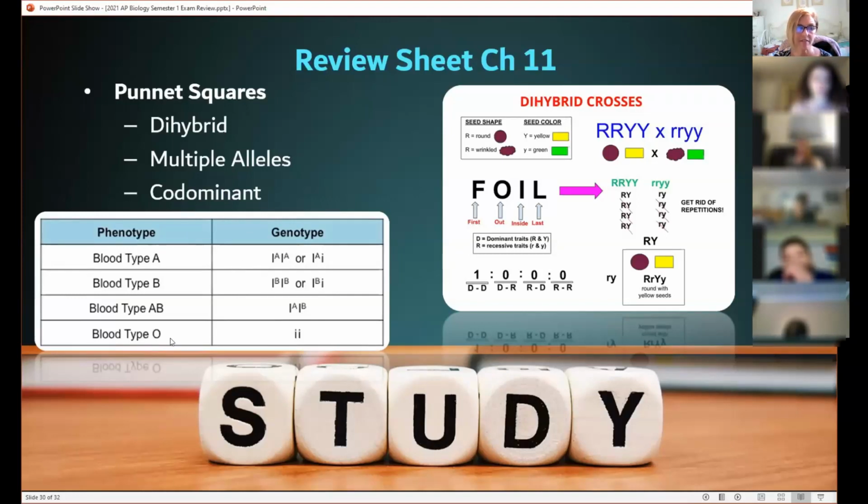In this one, you have a back cross. So you're giving the parent, the offspring, and the parent blood types, but not genotypes. And you're working backwards to determine the parent genotypes.